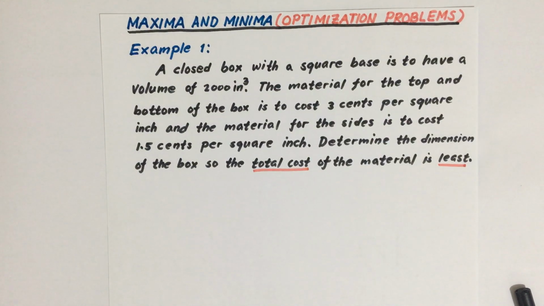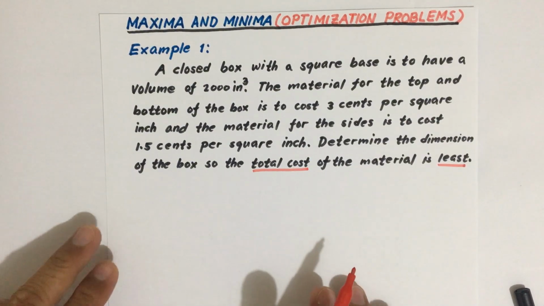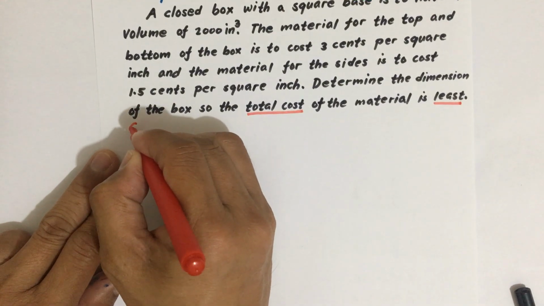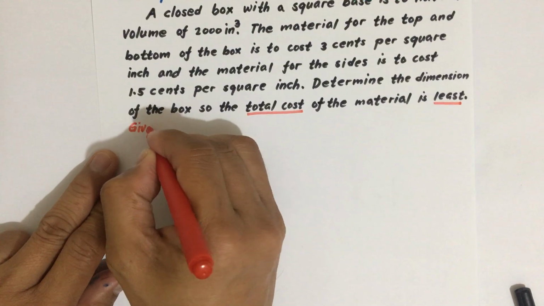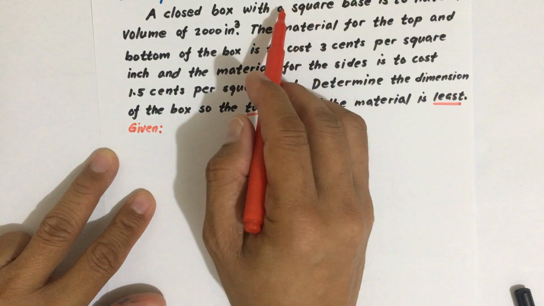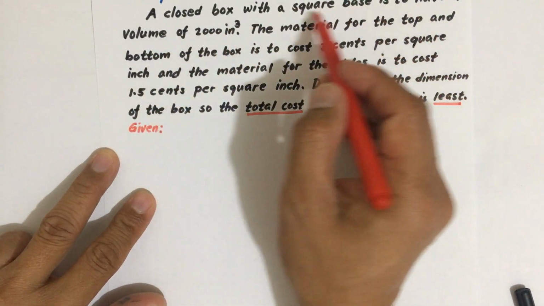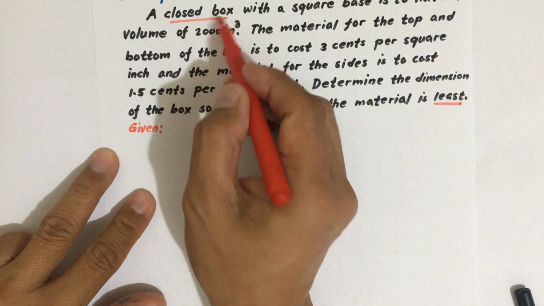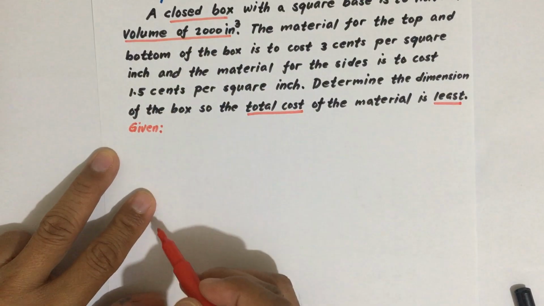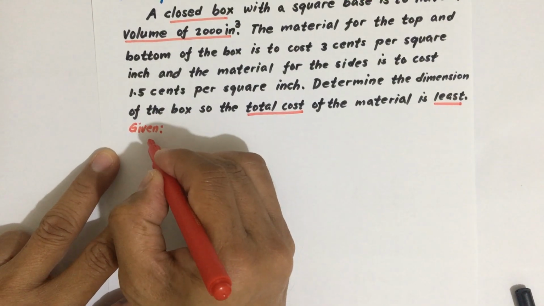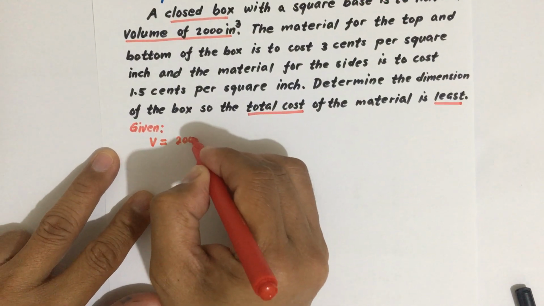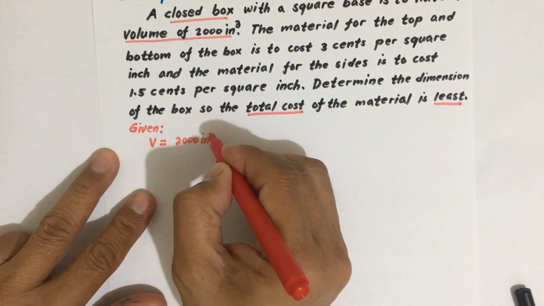Okay, so before we solve this problem, let us write down first the given, so it will help us in the process of solving this problem. So we're given in this problem, the problem says that a closed box is to have a volume of 2000 cubic inch. So volume is given as 2000 cubic inch.